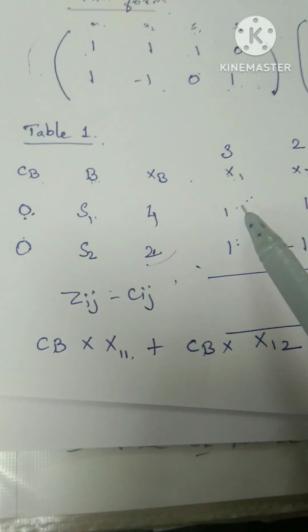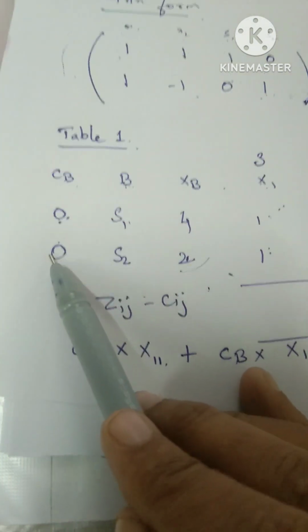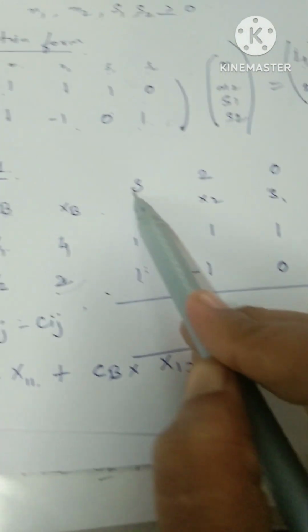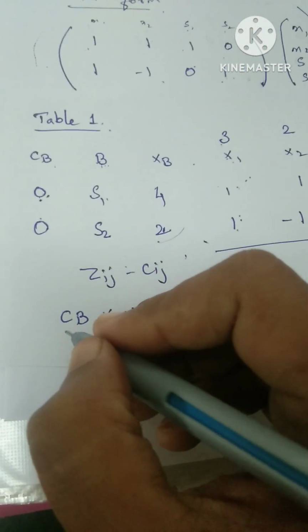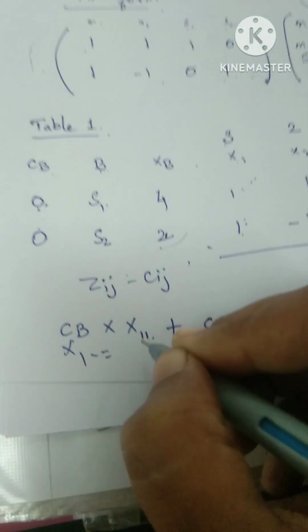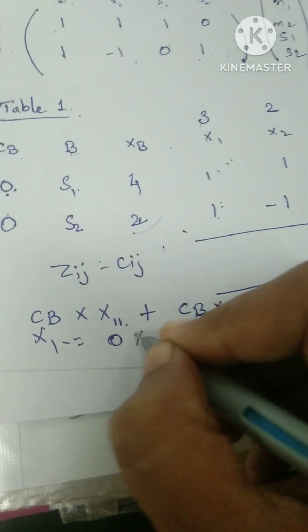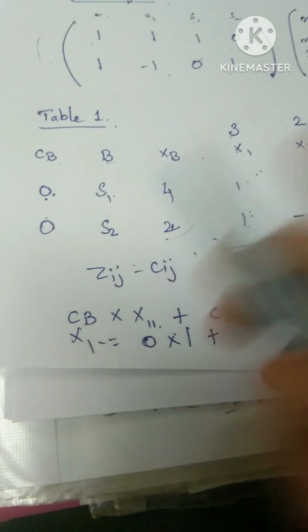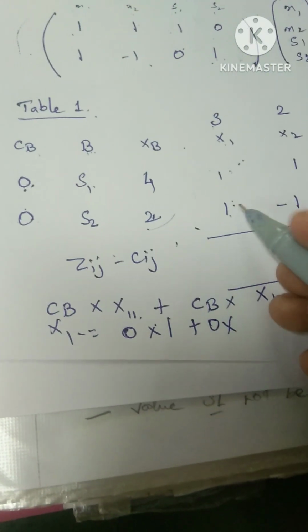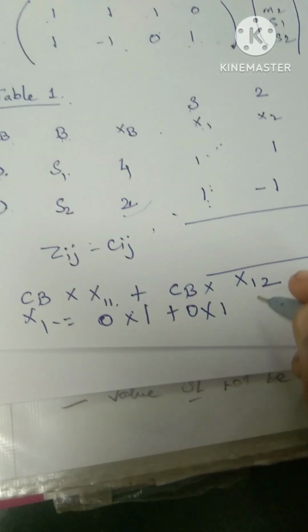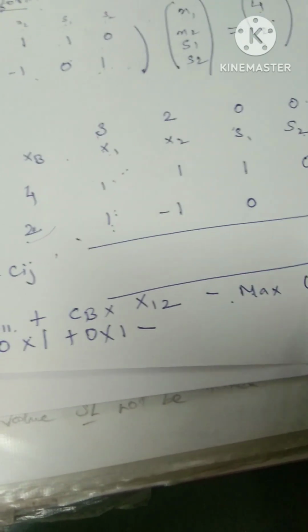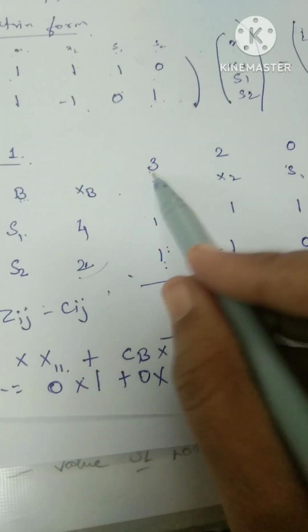Zij minus Cij: Cb is 0, which should be multiplied with x11, plus Cb2 multiplied with x12, and along with that we have to deduct the objective function. So for x1, Cb will be 0 multiplied with x11, which is 1, plus Cb2 is 0 into the value for x12, which is 1, minus, according to the formula we have to make a subtraction, the objective function of maximum for x1, which is 3.